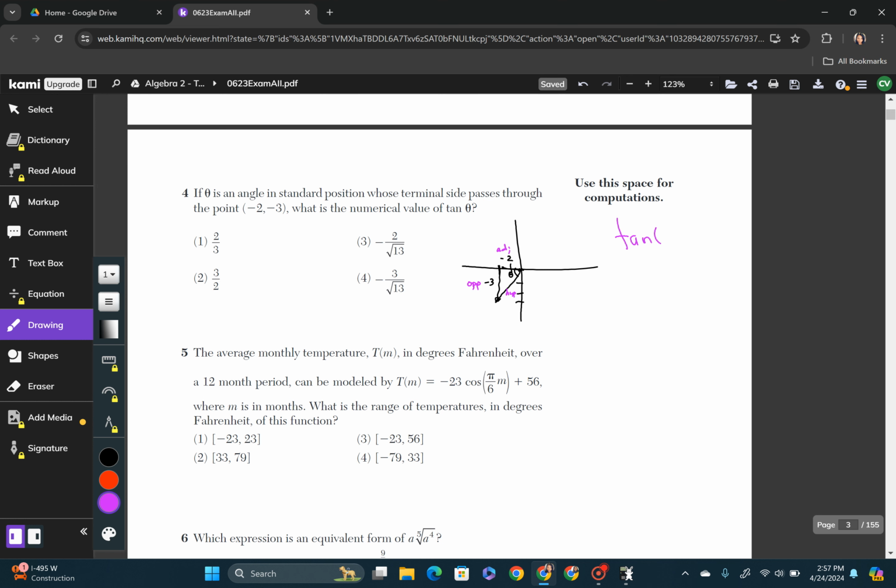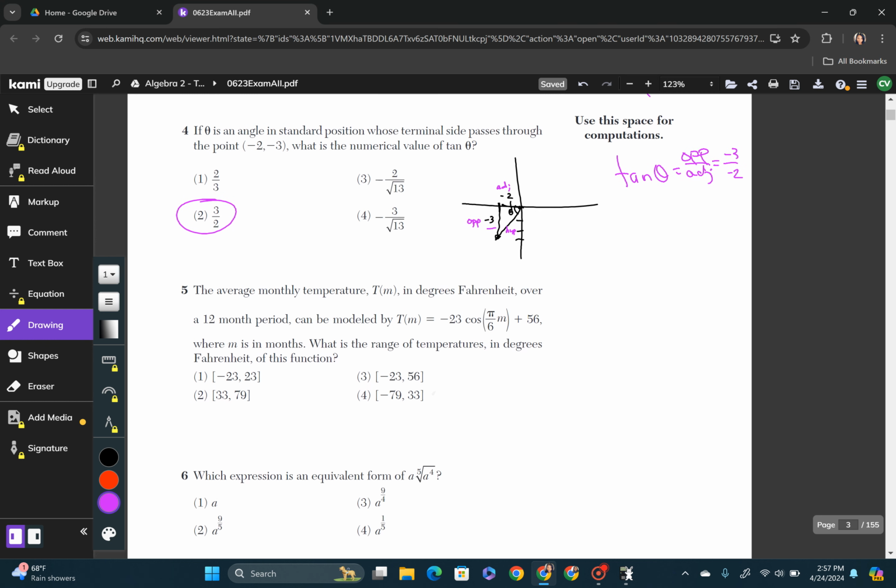So tan of theta, TOA, right? TOA is opposite over adjacent. We have those already. Opposite is -3, so I'm going to put the -3 on top, and the adjacent is -2. So -3 divided by -2, when you plug that into the calculator, is positive 3 over 2, because negative divided by negative is a positive. All right, that's not so bad.